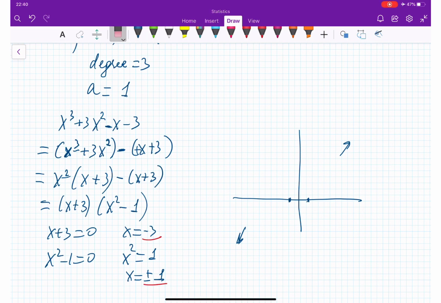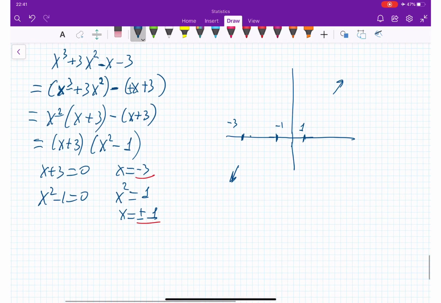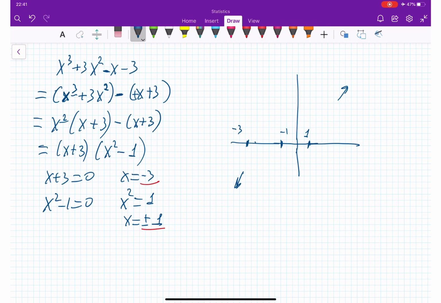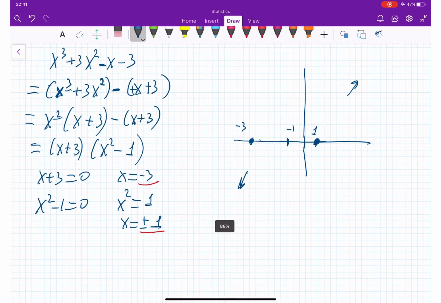Actually, I could make these points a little bit wider. Let's do it this way. Negative 1, positive 1. Go like that. And negative 3. Okay, this will be negative 3. Negative 3, negative 1, and this is positive 1. Okay, let's explore. So at the points negative 3 and positive 1 first.